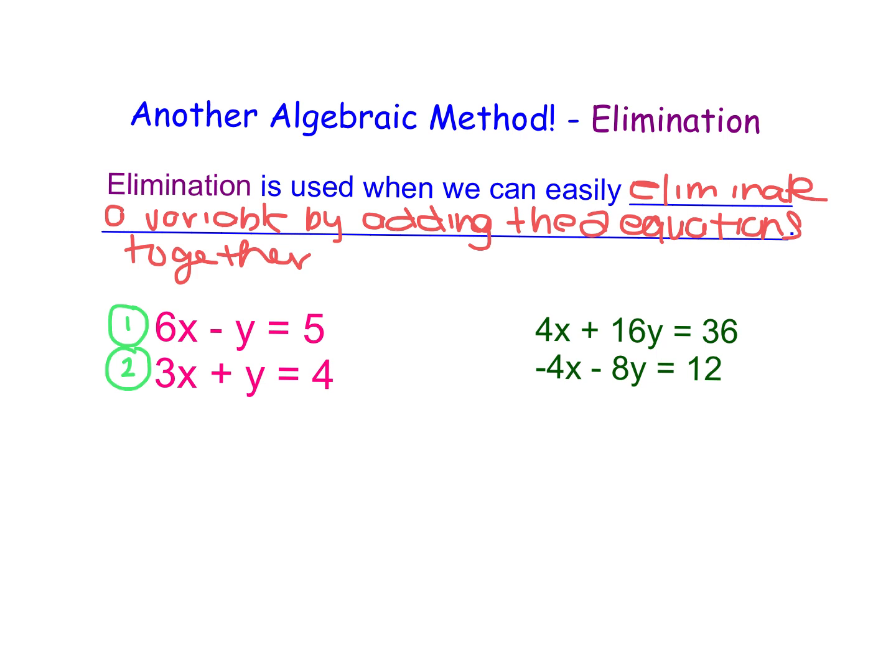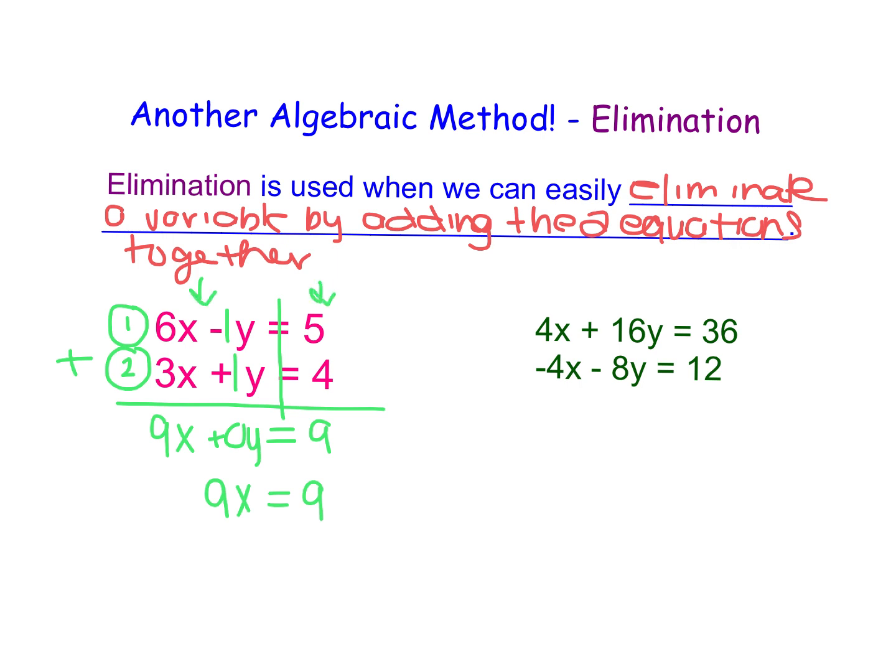So notice here I have my two equations, and if I add them together, here is my equal sign. 6x plus 3x is 9x. Negative 1y plus 1y is 0y, which means it's really just 9x on the left-hand side. And then 5 plus 4 is 9. So essentially, if I add the left-hand sides of the equation to the right-hand sides of the equation, the y variable is completely eliminated, and I'm left with just x.